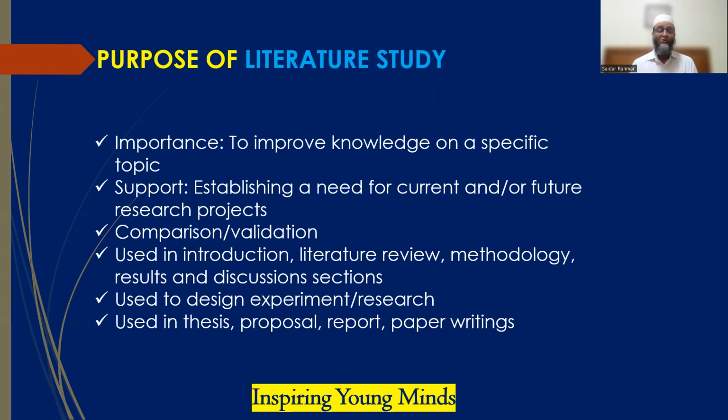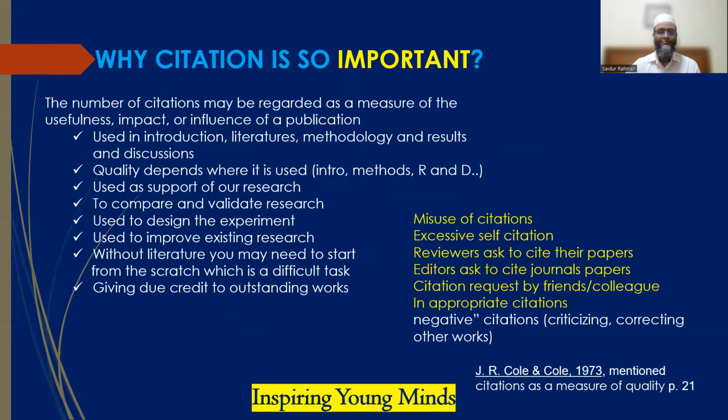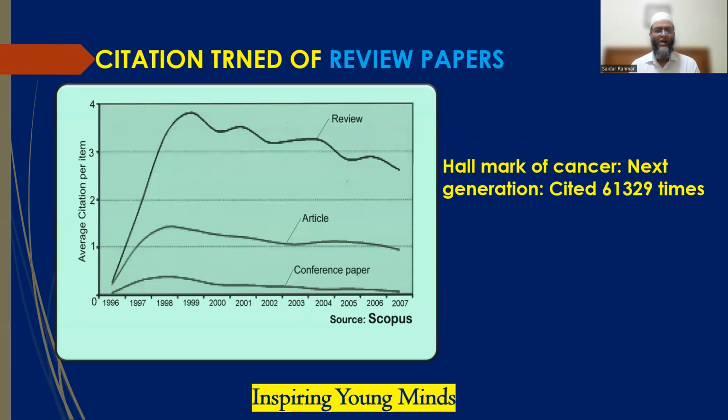The purpose of literature is not only for writing a paper. We write a thesis, we write research grant proposals, we write admission proposals, and we also write reports. Everywhere we need to provide the latest, relevant references and literature. So as you can see, references and literature have many purposes and many benefits. This is one of the important aspects.